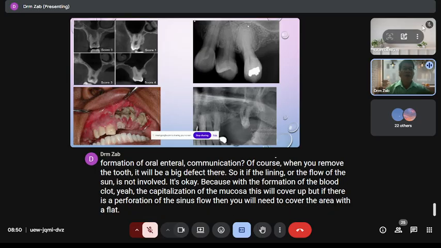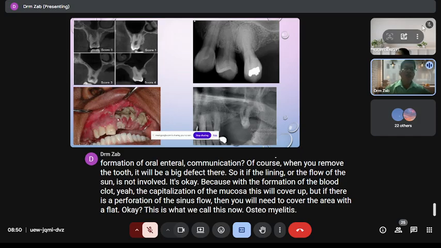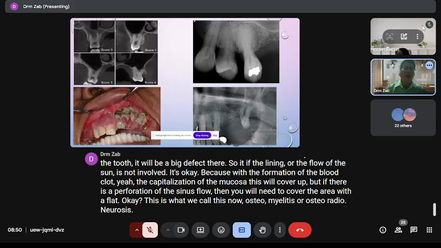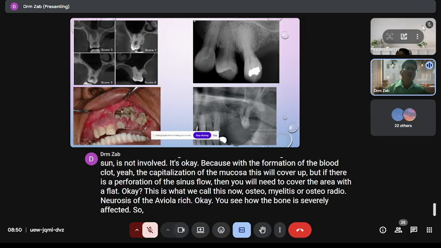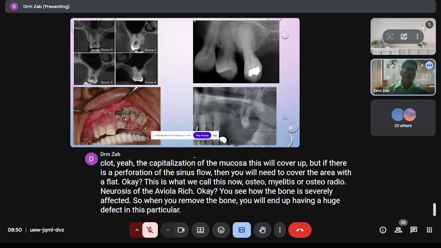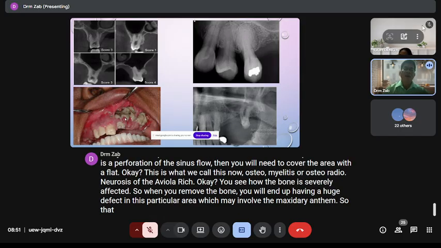Okay, this is what we called just now osteomyelitis or osteoradionecrosis of the alveolar ridge. You see how the bone is severely affected. So when you remove the bone, you will end up having a huge defect in this particular area, which may involve the maxillary antrum. So that needs to be covered.